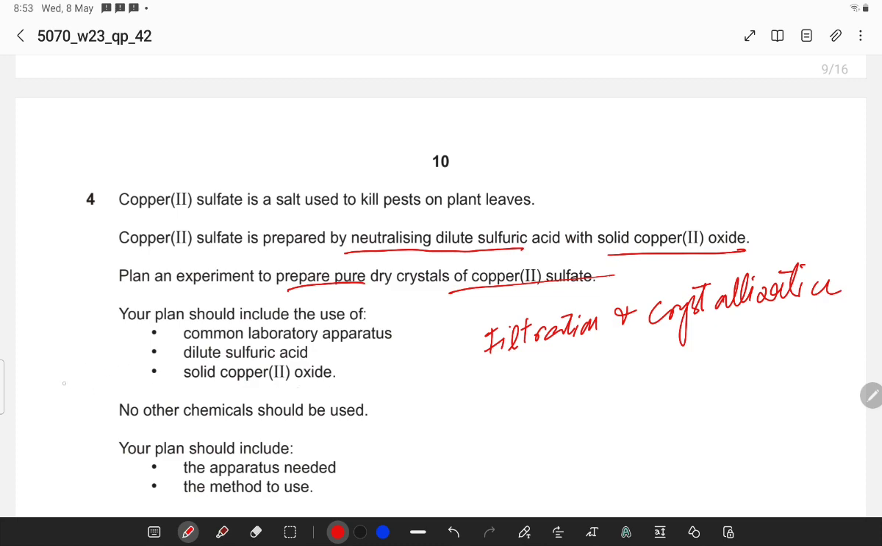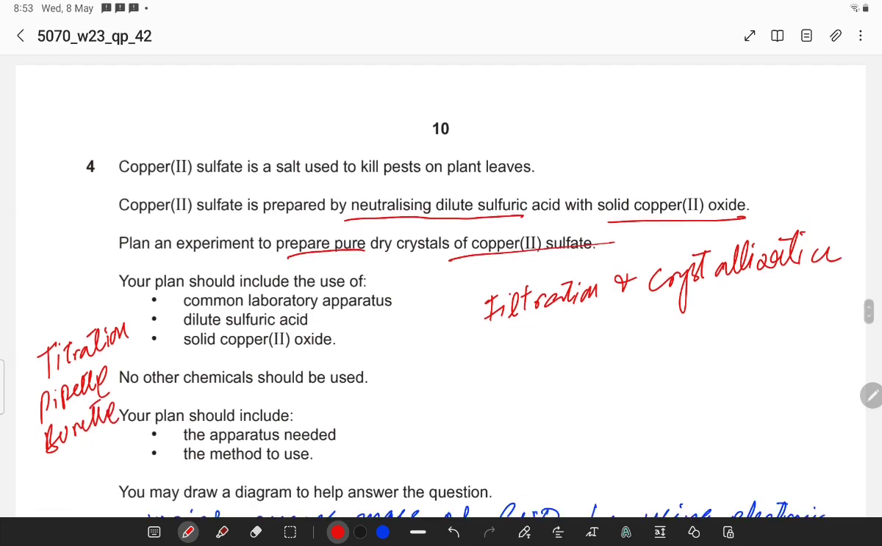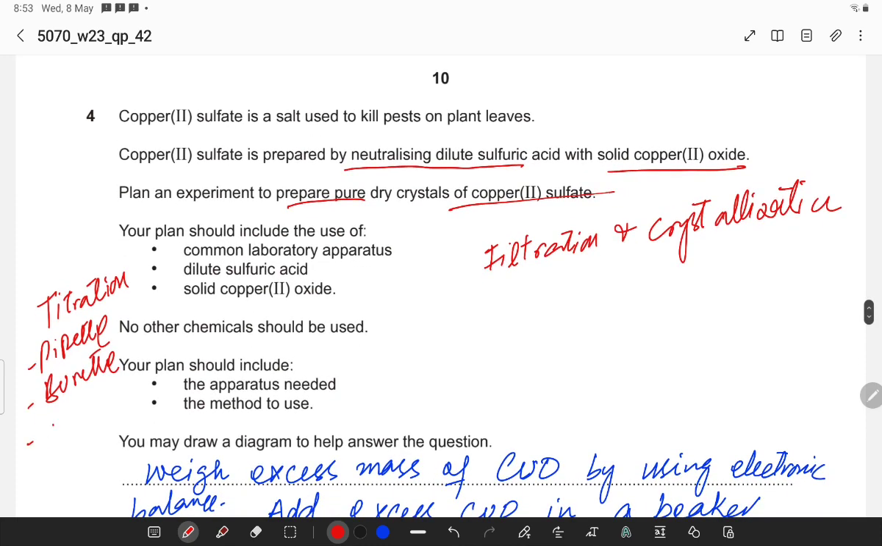Titration apparatus: pipette, burette, and conical flask. Sorry, not titration. This is filtration and crystallization, so this apparatus is not required.